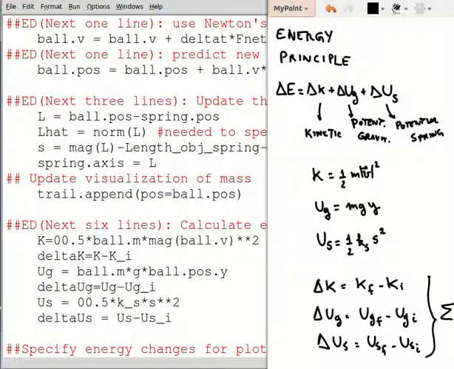We considered the kinetic energy, the gravitational potential energy and the spring energy. We calculated these quantities and also their variation, the deltas.